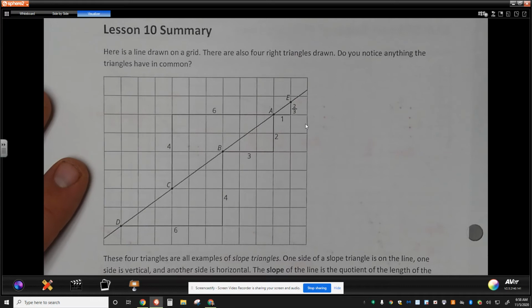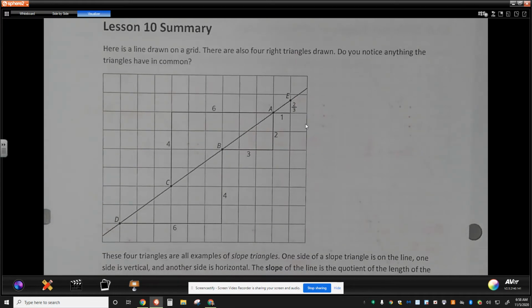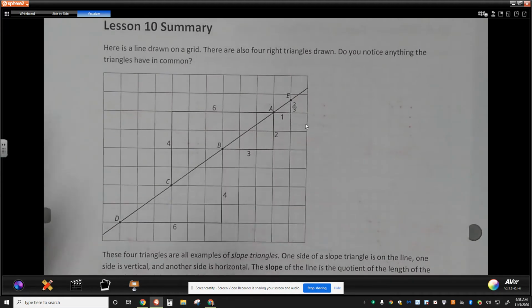In summary, we've introduced slope. As we summarize, here is a line that's drawn on a grid. There are also 4 right triangles drawn. Do you notice anything the triangles have in common? As we look at this, we're trying to relate slope and dilation together.